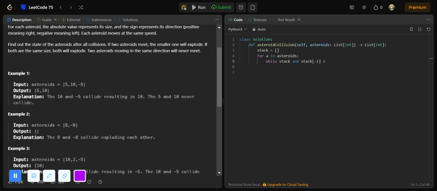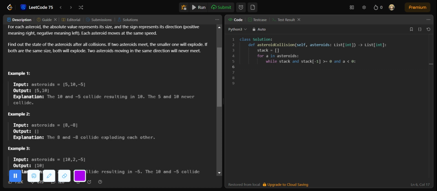It should be greater than or equal to zero, and the asteroid we are seeing should be negative, so A has to be less than zero. Whenever this is the condition, the collision happens. So how do we remove from the stack?